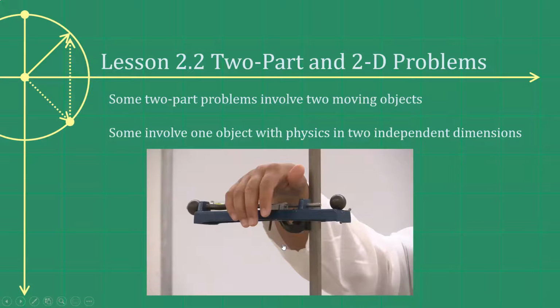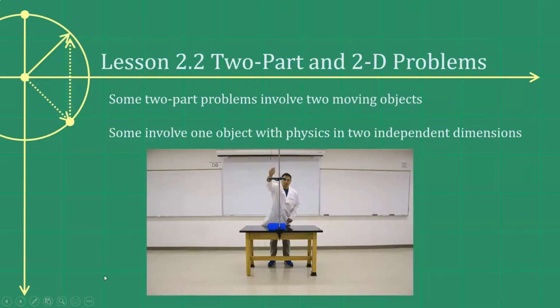But essentially, they're going to be launched from the same height at the same time, one of them falling straight down and one of them propelled to the side. Let's see what happens to these two objects under these conditions.